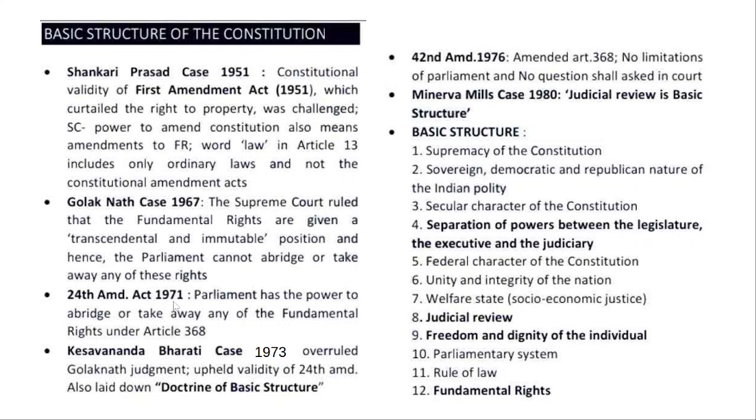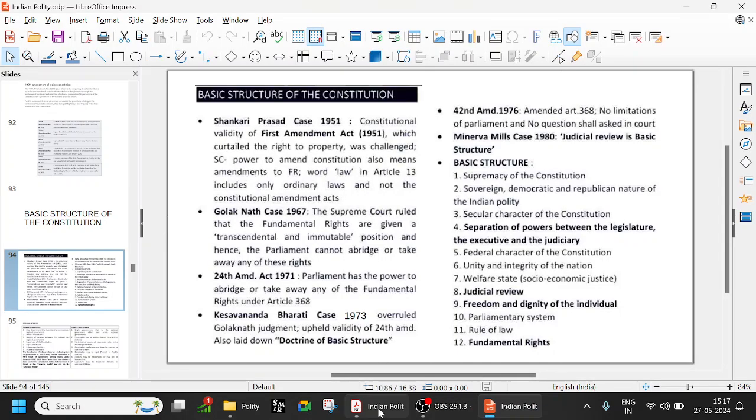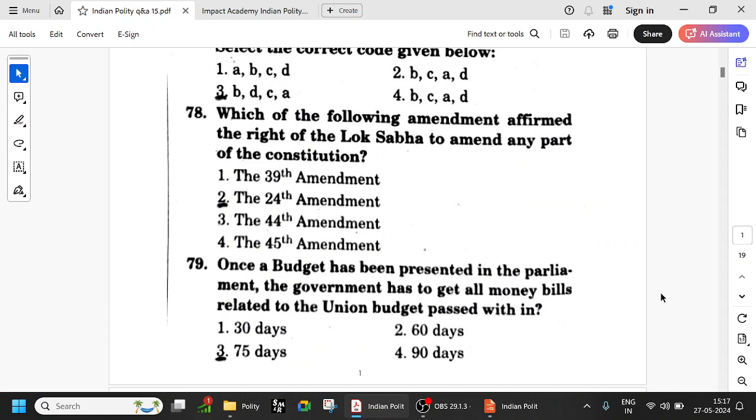So basically, the 24th Amendment Act of 1971 is Parliament's reaction to the Golaknath case, because in the Golaknath case, Supreme Court said that you cannot amend the fundamental rights. So Parliament came up with this 24th Amendment Act 1971. It said that the right of the Lok Sabha to amend any part of the Constitution, including the fundamental rights, specifically the right to property.